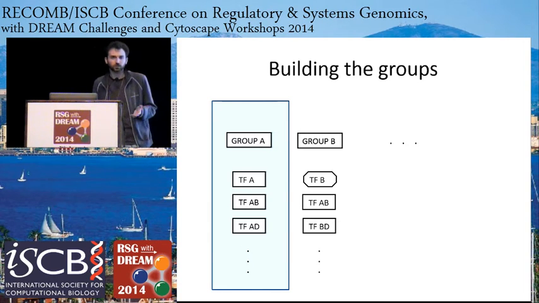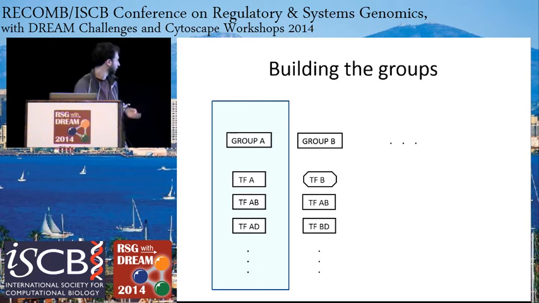And so what is group A? Well, it's all of the virtual regulators that contain transcription factor A. So of course, transcription factor A itself, as well as AB and AD, et cetera. And we can do this for every transcription factor. So there's a group B containing all the regulators that contain transcription factor B, et cetera.